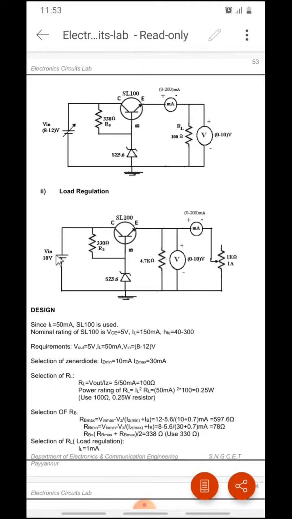Here we need a constant input voltage, and the other circuit components are similar: SL100 is the transistor, the zener diode is SZ 5.6, there is a 4.7 kilo ohm resistance, and a voltmeter which shows the output voltage. We will get the regulated output voltage of 5 volt here. So we need a 0 to 10 volt voltmeter, and we are using a digital voltmeter, and there is also a digital ammeter. Let us next wire up the circuit.